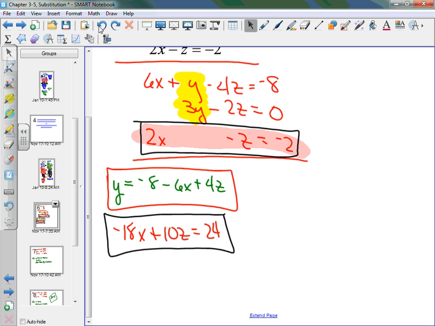So I found x and I found z. And how do I find y? I need to go back to my blue box. y is equal to -8 minus 6x plus 4z. -8 minus 6 times 2, which is x, plus 4, and z is 6. Yes? Is everybody with me?